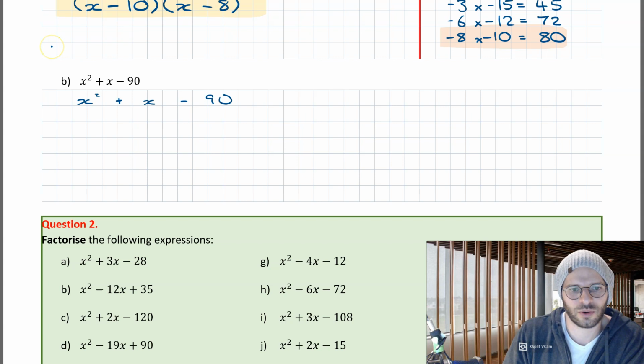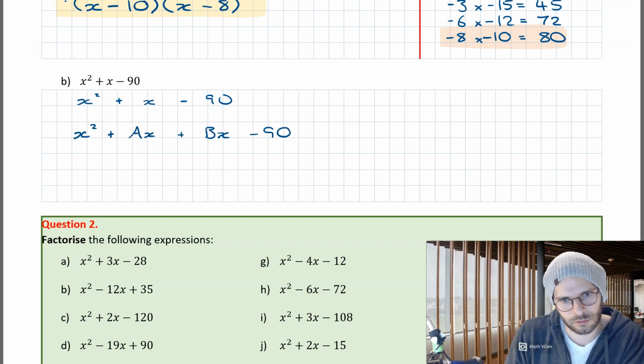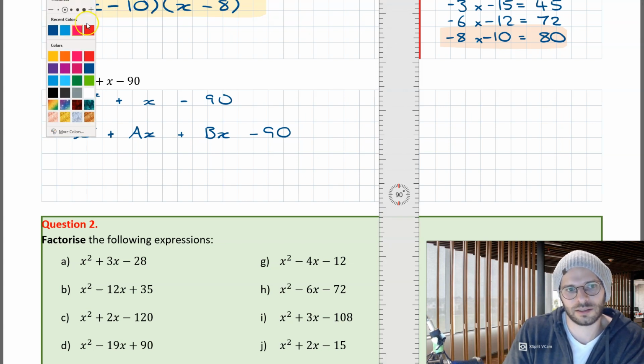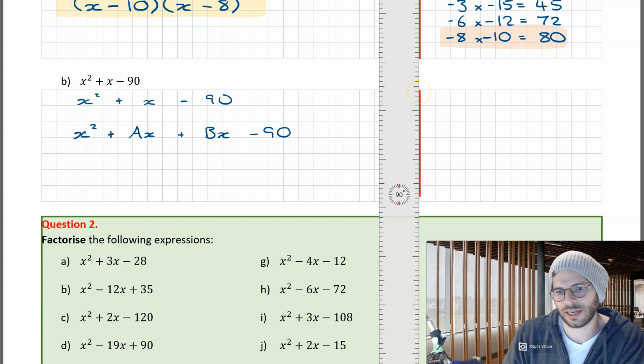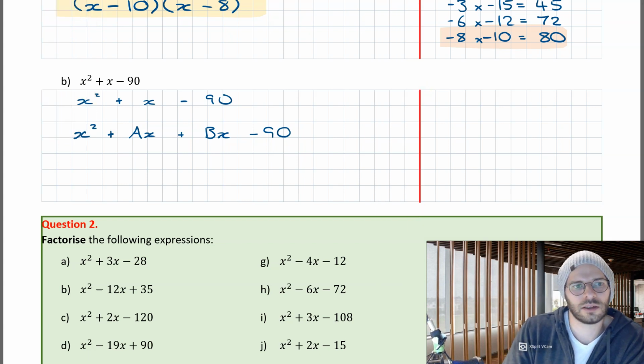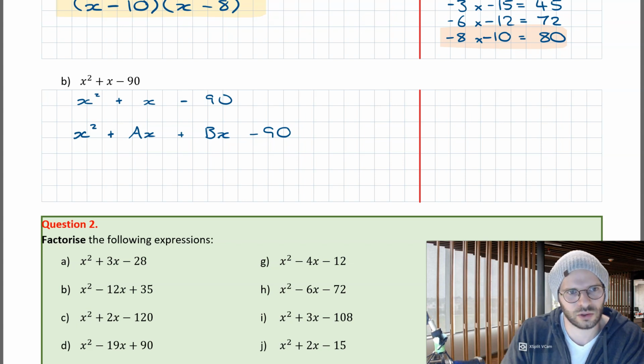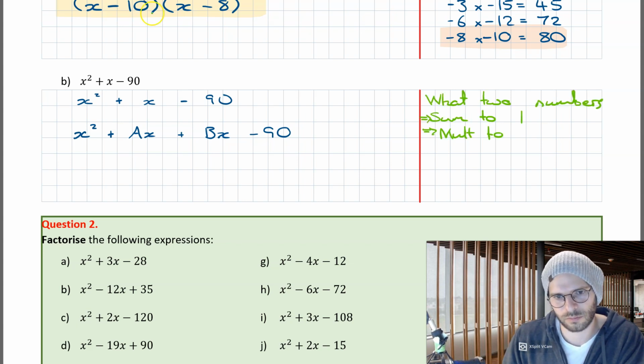Okay, B, let's go again. We have x squared plus x minus 90. We want to split this such that we get x squared plus ax plus bx minus 90. And to do this, we use our scratch pad. Now we start going down. What we are looking for is a sum of 1 and a product of minus 90. So because of this, we need to set our target to sum to 1 and multiply to minus 90.